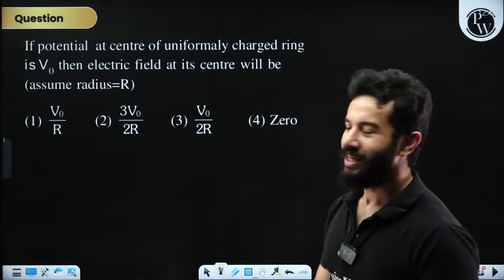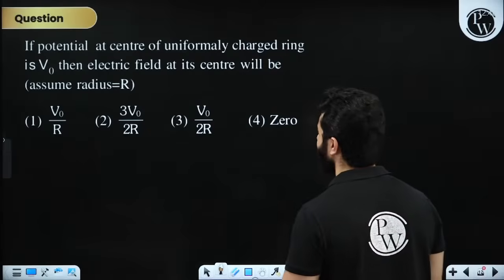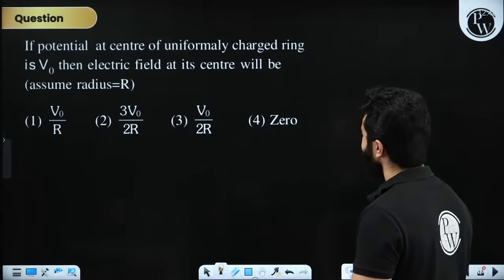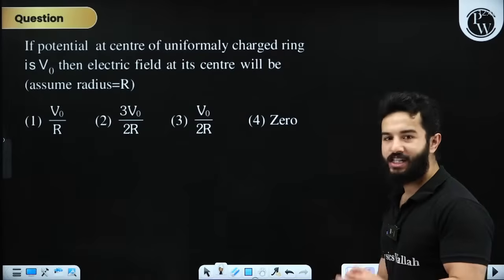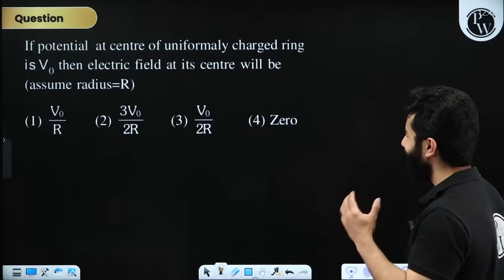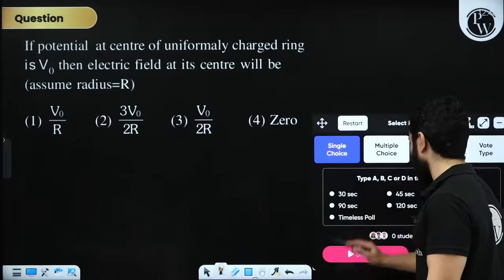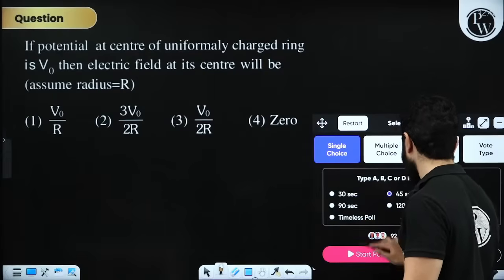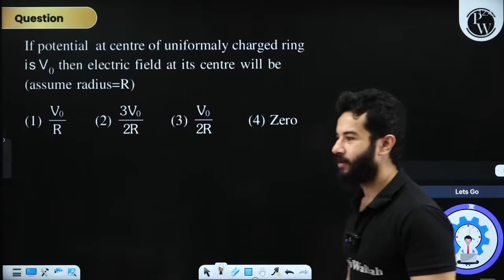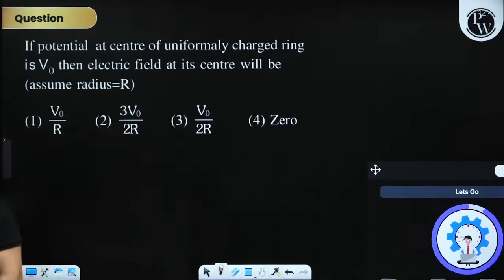Again, a very easy problem. Do not get confused. If the potential at the center of a uniformly charged ring is V naught, right? Then the electric field at its center will be, same radius. 45 seconds, even less time for this question. Be quick. Even less time, my dear friends, 40 seconds. Be quick.